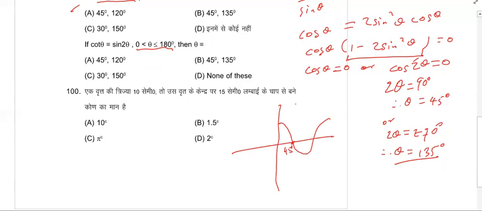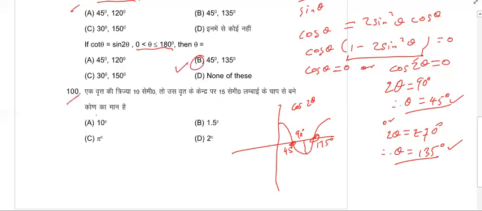This is the graph of cos 2 theta. 45, 90, 135. So we can see two solutions here, where it is hitting 0: 45 degrees and 135 degrees. So 45 and 135, which is B.